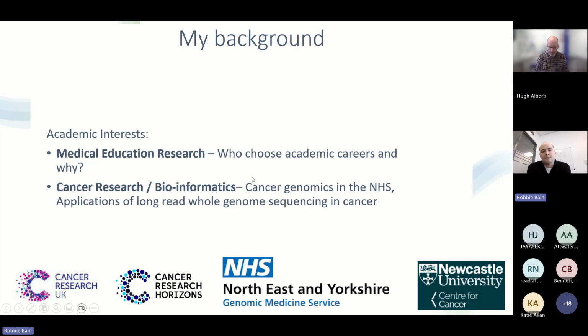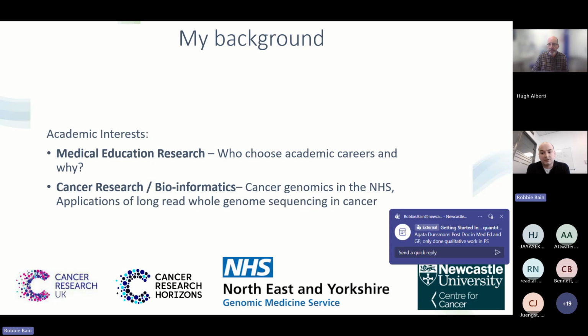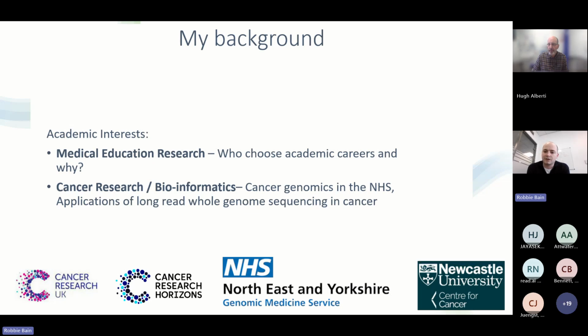So my main academic interests, as currently an academic, predominantly F3 as a research fellow, who will be moving into an academic clinical fellowship, is firstly around medical education research. And the thing I find most interesting is what makes people choose certain careers, and can we predict why someone will go into a career, for example, a GP versus a psychiatrist versus an oncologist?